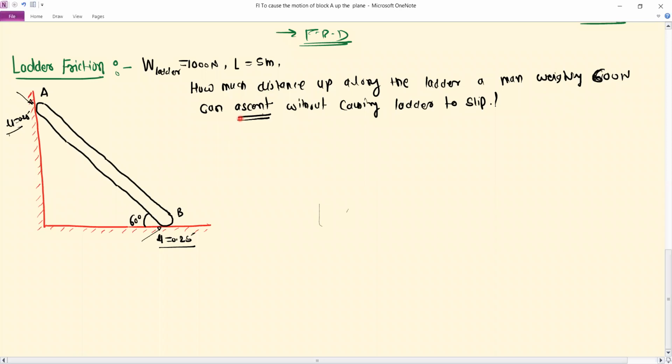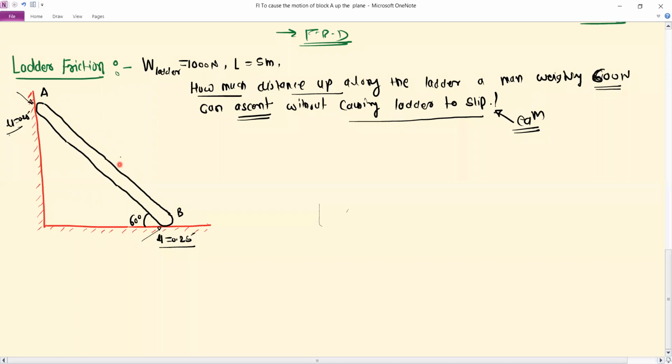The condition given is that the person has a weight of 600 Newton and tries to ascend the ladder without causing the ladder to slip. So this is the equilibrium condition. We have to find out how much distance that person can ascend up the ladder without causing the ladder to slip.